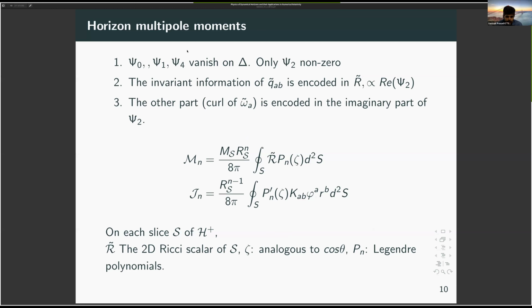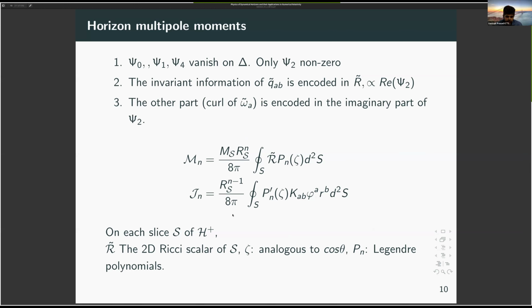One interesting feature of these isolated horizons is that you can define two sets of numbers called the multipole moments. These are called the source multipole moments. These are very much like the field multipole moments, which are due to Hansen defined at infinity. So these multipole moments are completely defined on the horizons of black holes, and they quantify the horizon geometry in the strong field regime.